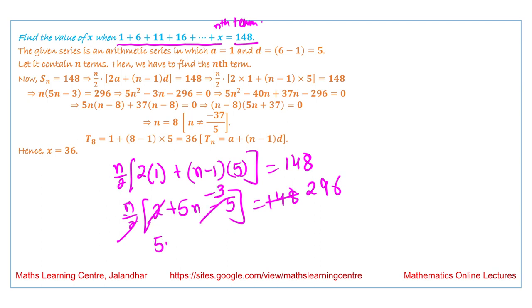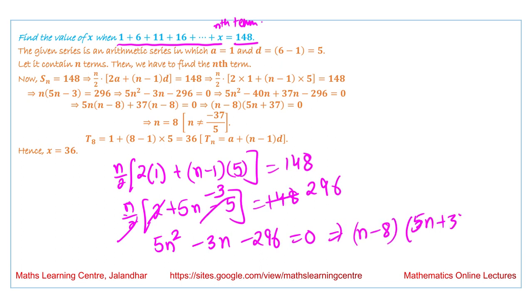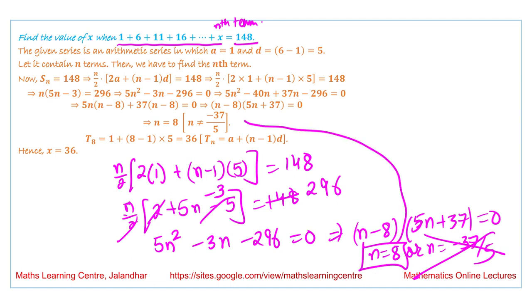So what we are getting is that 5n² − 3n − 296 = 0. This implies (n − 8)(5n + 37) = 0. So we get n = 8 or n = −37/5. The value of n cannot be negative, so we are getting n = 8, and this sum is equal to 148.